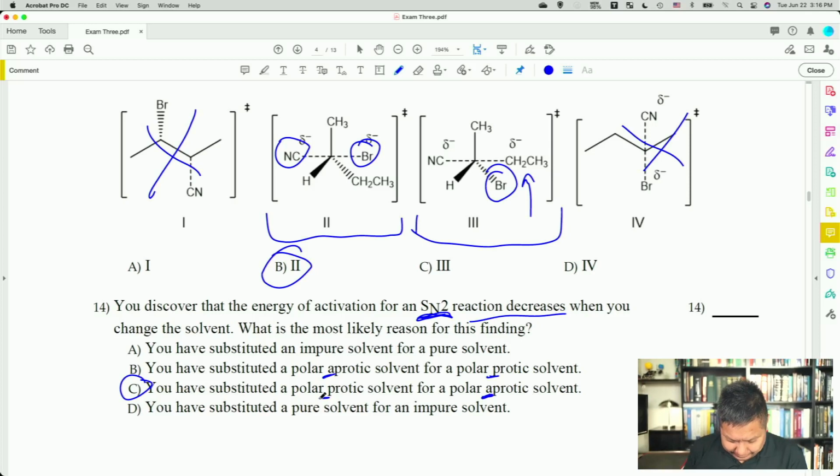But that's right. You discovered that the activation energy for an SN2 reaction decreases when you change the solvent. So you used to have a polar protic solvent, right? And that's what stabilized your nucleophile, but you substituted it for a polar aprotic solvent, and that's why you have a lower activation energy right now, because it increased the potential energy of the nucleophile, so that it shrinks the activation energy between the nucleophile and the threshold to actually do the nucleophilic attack. So yes, this would be C.